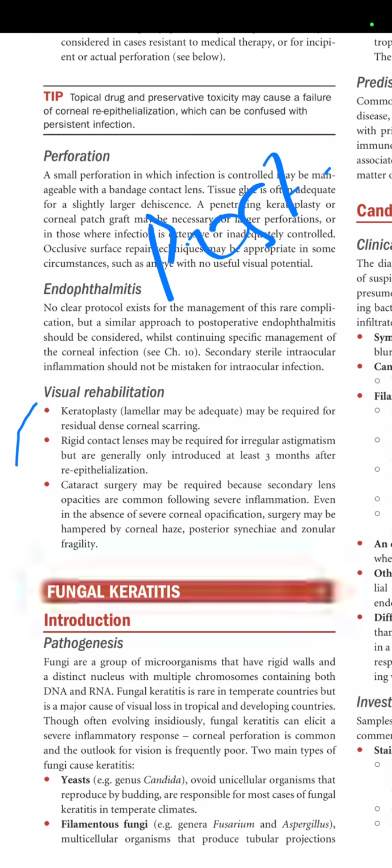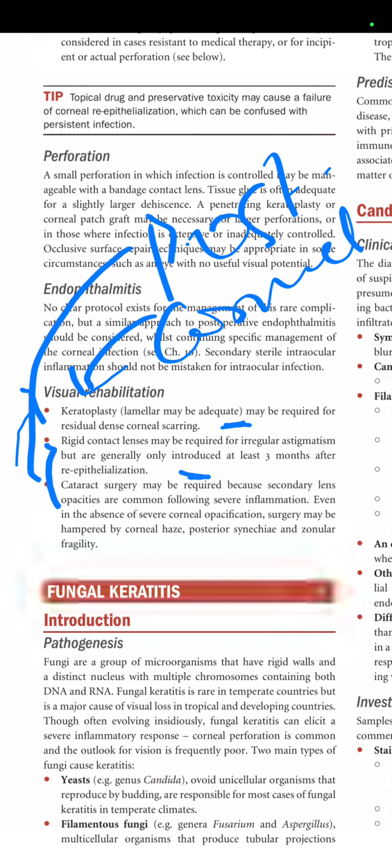So how do we visually rehabilitate the patient? Keratoplasty. Lamellar may be adequate, but may be required for residual dense scarring. If the corneal scar is dense, then we can do keratoplasty. Rigid contact lens may be required for irregular astigmatism, but is generally only introduced at least 3 months after reepithelialization. We use a rigid contact lens if there is significant astigmatism due to scarring, but that is only used after the 3 months of reepithelialization.